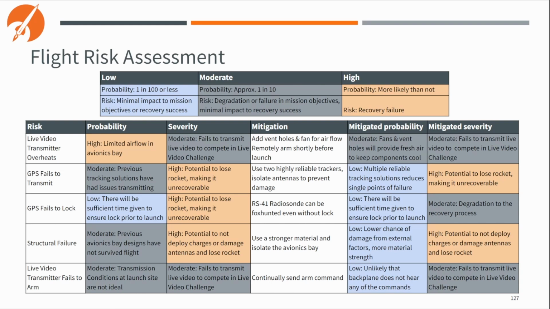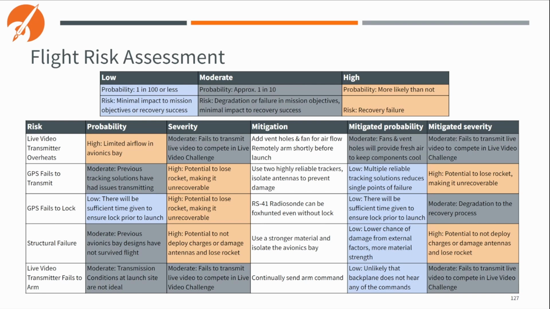There's also some concern about a structural failure of the avionics bay, as we saw last year. And to mitigate that, we're just using stronger materials in the form of fiberglass. And we're also isolating the avionics bay in between the 2 bulkheads to hopefully mitigate any outside failures cascading into the avionics bay too much.